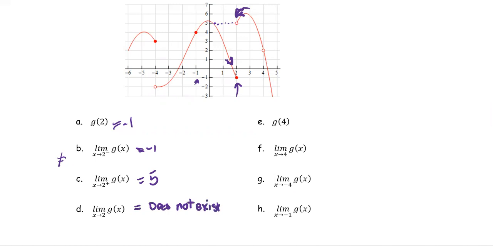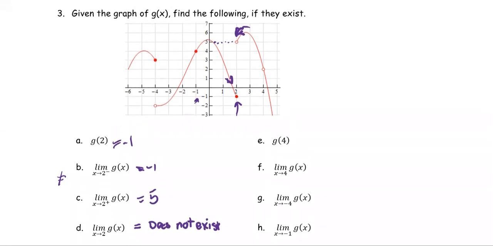Because the left-hand side and the right-hand side limit are not the same. For part E, g at 4, that means we are looking for the function value, similar to part A. In this case, again, we look at the point 4 and the function value based on the graph, there is a hole. So that means the function is not defined.